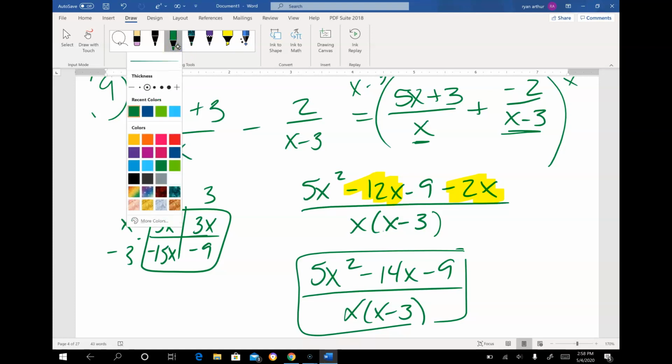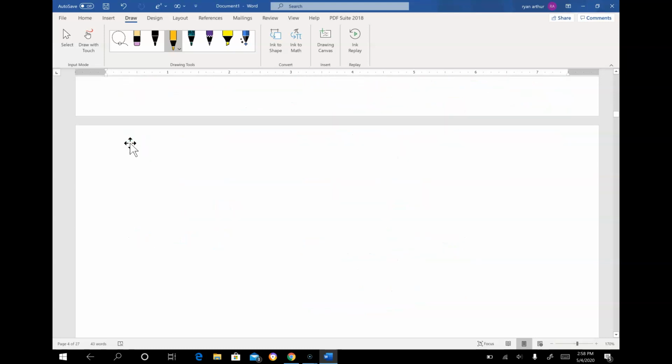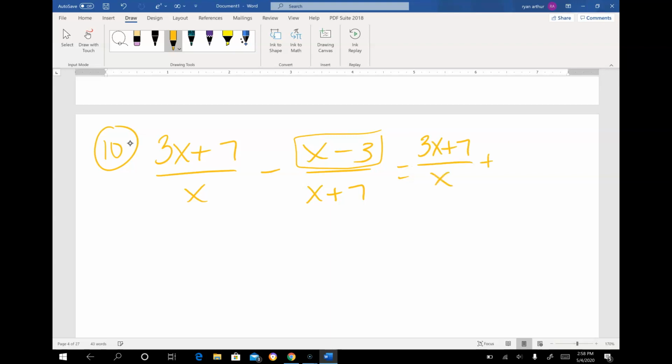All right, number 10. Let's go to the next page. Number 10. Let's do another one like that. 3x plus 7 over x, minus 3 over x plus 7. So, keep, change, change. Now, when you keep, change this one, you have to change the entire numerator, not just that first term.